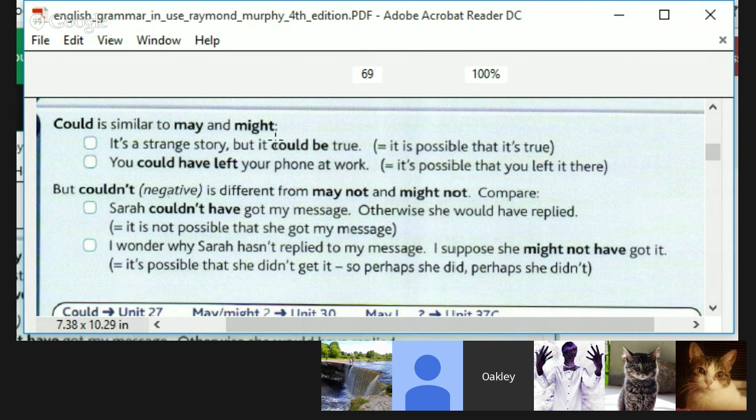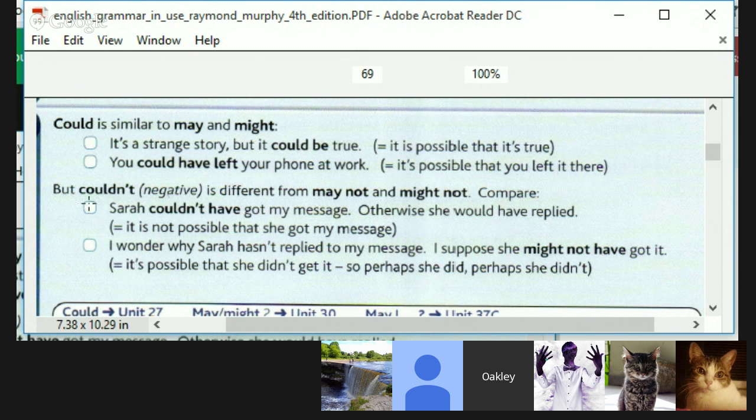Okay, it's a strange story, but it could be true. All right, it's possible. You could have left your phone at work. It's one possibility out of many. So the slight difference, you could have left your phone at work, means you could have left it at work, in the car, on the bus, in your desk, whatever. There's many possibilities. You might have left it at work is kind of implying, well, it's 50-50. A little bit.